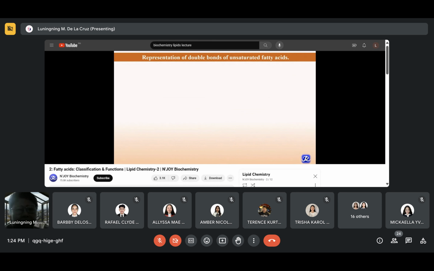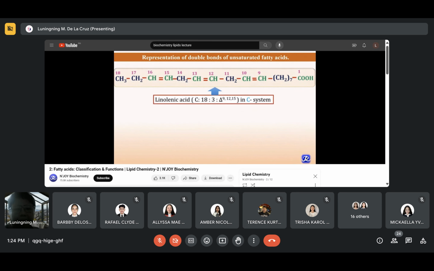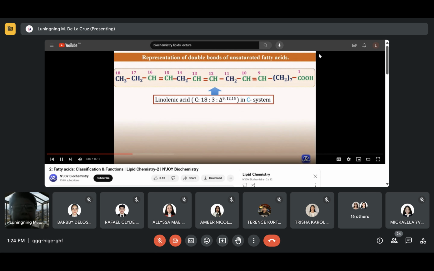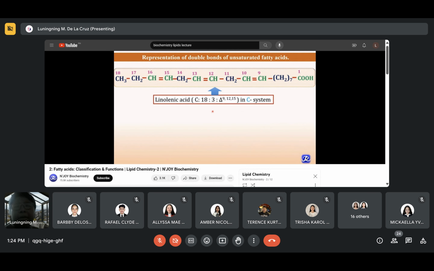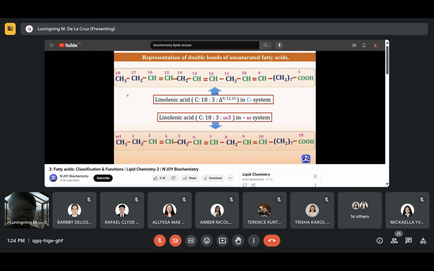Let's take other example of linolenic acid. This linolenic acid has 18 carbons, and in the C system it is represented as C18:3. 3 denotes 3 double bonds, and delta 9 shows the first double bond is present between 9 and 10. 12 shows the second double bond is present between 12 and 13, and 15 means third double bond is present between 15 and 16. In the omega system, it is written as C18:3 omega 3.